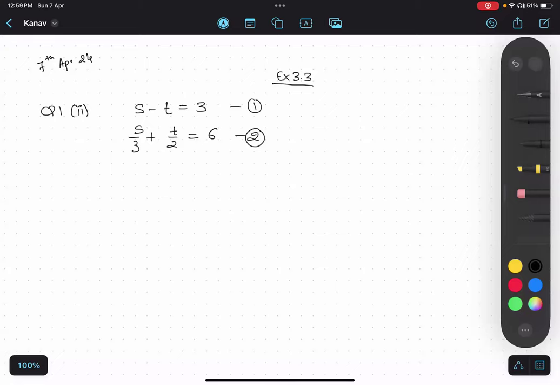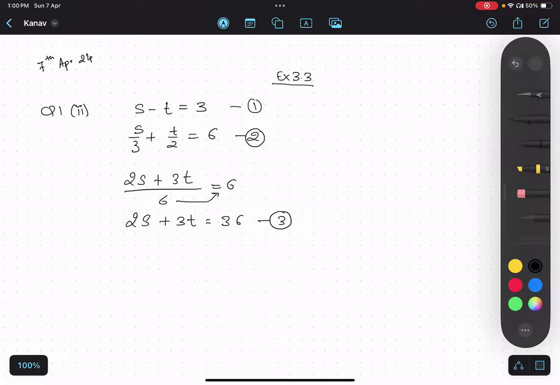What is the LCM in this case? Six. So it will become (2s plus 3t) upon 6 equals to 6. Is this thing clear? Yes. Easy. So if I shift this 6 to the other side, I will have 2s plus 3t equals to 36. So this becomes my third equation.